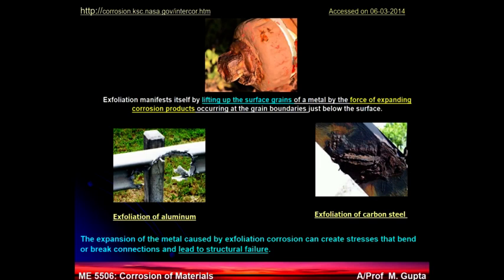Now here are a few examples of the exfoliation corrosion. You can see the surface is a bit lifted up. Here even the whole part is gone, and again you see the surfaces are being lifted up. So these are the evidence of exfoliation corrosion.